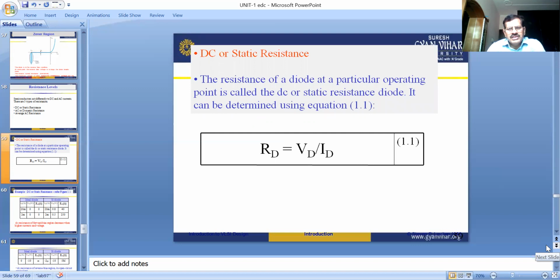Now, DC or static resistance. What is DC or static resistance? The resistance of a diode at a particular operating point is called the DC or static resistance of the diode. It can be determined using this equation: RD, the DC resistance, equals VD upon ID, where VD is the DC voltage and ID is the DC current. This is the static resistance or DC resistance of the diode.